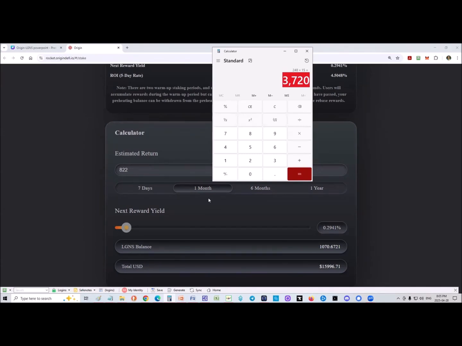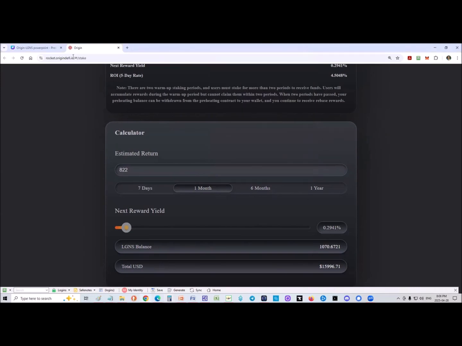These are my eggs, if you will. My goose, my 822 LGNS, she's still sitting there getting ready to give me an egg the next month. And that is the eat off the table. Again, that was a $500 start deposit projected out for a 1 year. And then subsequently, $3,720 profit per month on and on.